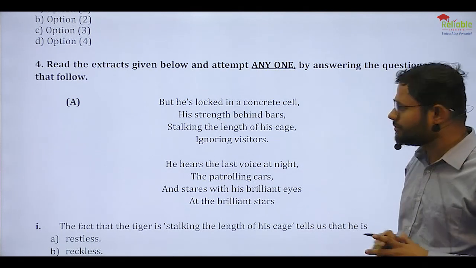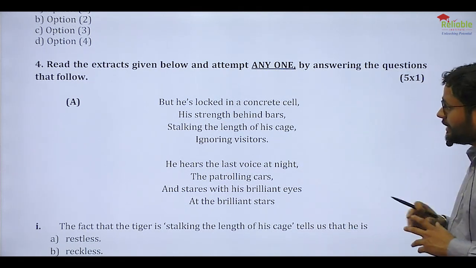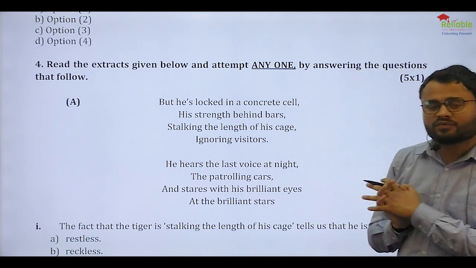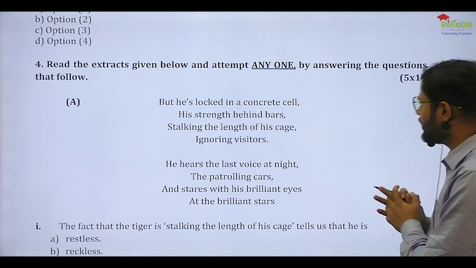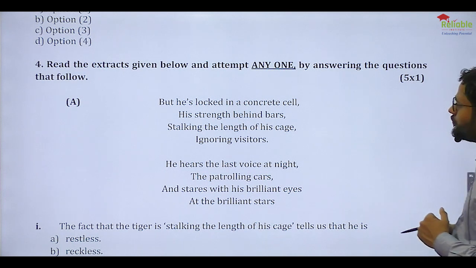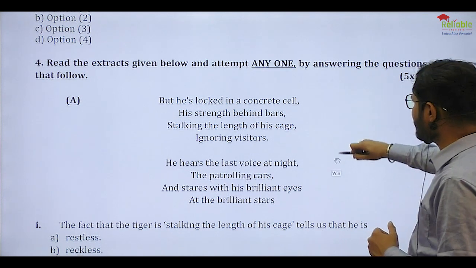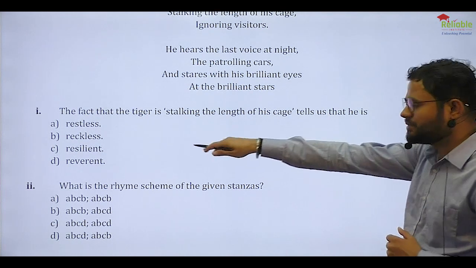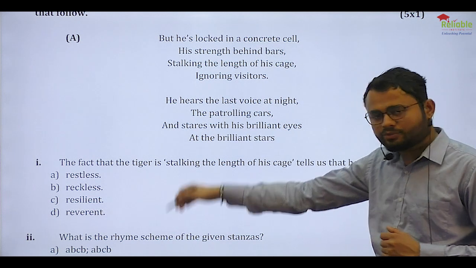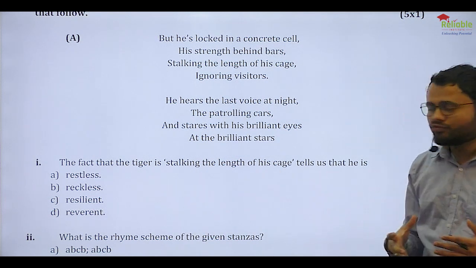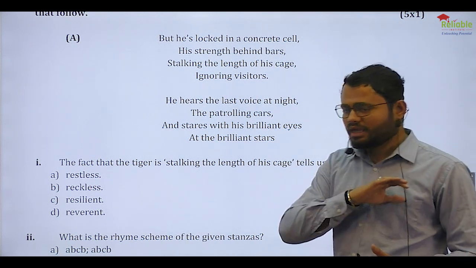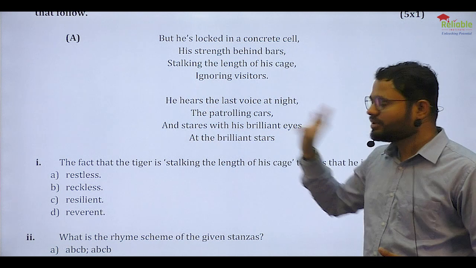So here we go, question number 4. In question number 4, there is a stanza given to you from a poem. "But he is locked in a concrete cell." I believe this is from "A Tiger in the Zoo," and you have to attempt this one. Four options are given. Just read this and then read the questions. If you have gone through the poetry section in a good manner, you will definitely be able to attempt each and every question from this section.